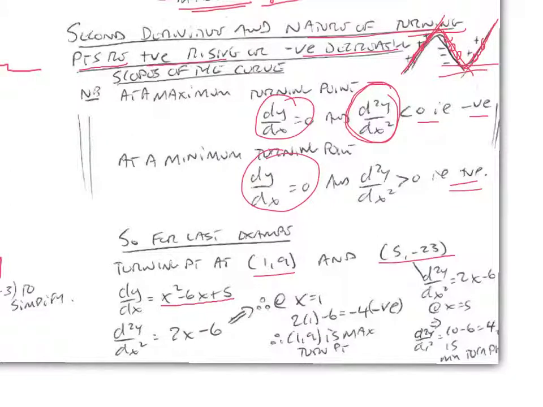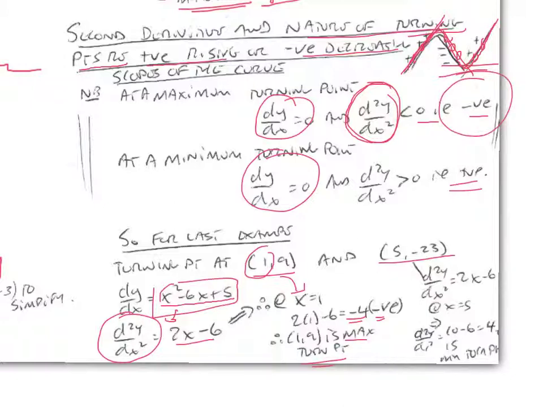So our d2y dx squared is simply 2x minus 6. We're just differentiating that to this. And so at x equals 1, what's d2y dx squared equal to? Well, it's equal to minus 4. It's negative. So that proves that it's a maximum turning point from this rule up here. And if we let x equal 5 into our d2y dx squared, we get a positive value of 4, and that tells us that that's a minimum turning point. So it's another way of finding the max and min turning points by differentiating a second time.